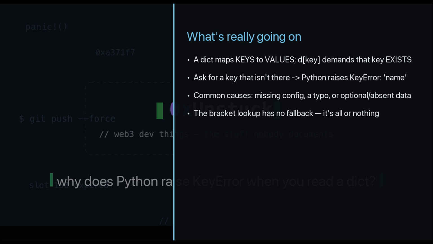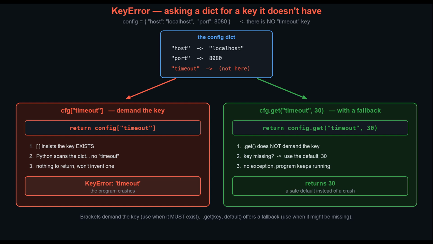It's all or nothing. Most of the time this bites you on a config value that wasn't set, a small typo in the key name, or a field that's simply optional and wasn't present this time. Let's watch it happen. Here's exactly what goes wrong.